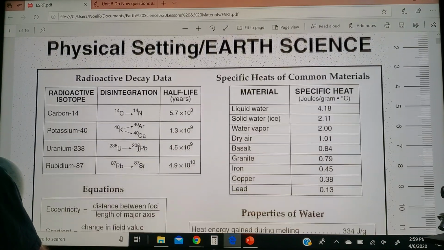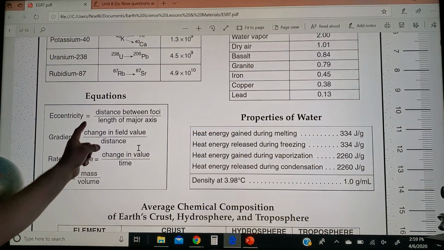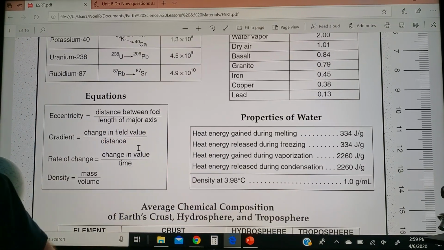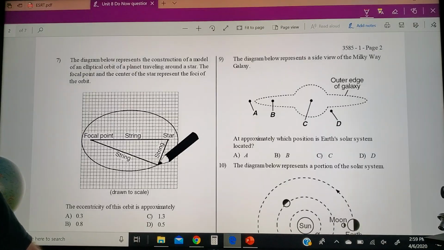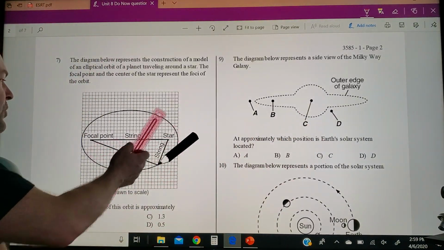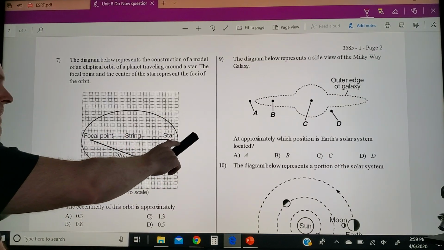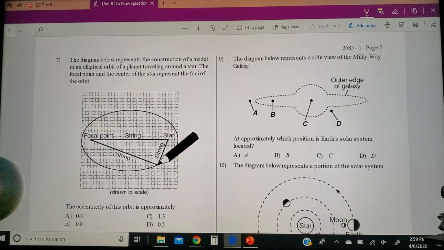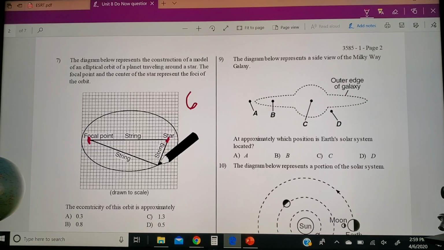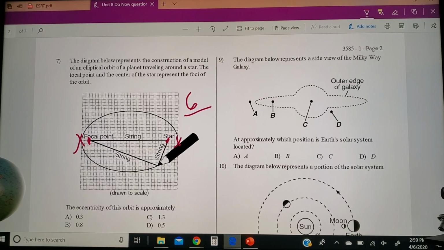If you forgot your formulas, they're all right here. So eccentricity equals distance between foci divided by length of the major axis. Well, let's find those 2 pieces of information out. So take your ruler and measure from here to here, and then from here to here, right? You're going to divide. So if I do that from focal point to focal point, I'm getting about 6 centimeters. So 6 divided by, now I'm measuring from X to X.